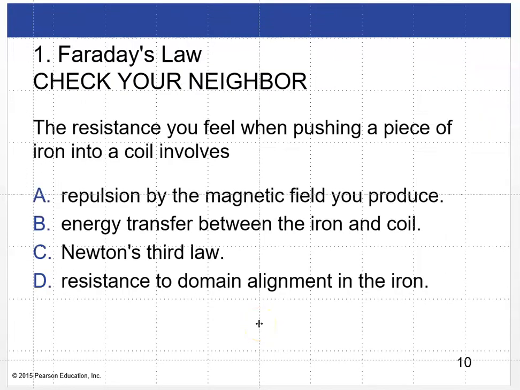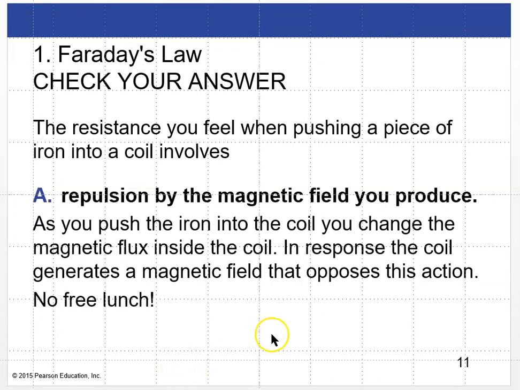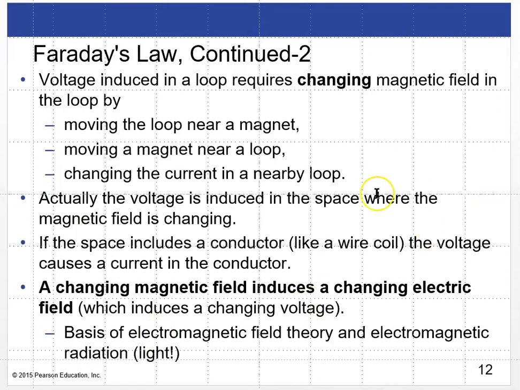The resistance you feel when pushing a piece of iron into a coil involves repulsion by the magnetic field you produce. If you push the magnetic iron into the coil, you change the magnetic flux inside the coil. In response, the coil will generate a magnetic field that opposes this action, because there is no such thing as a free lunch.